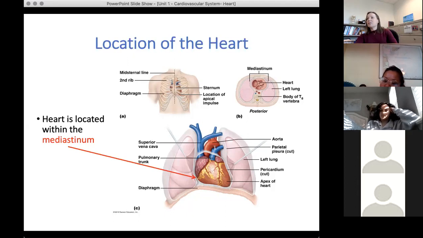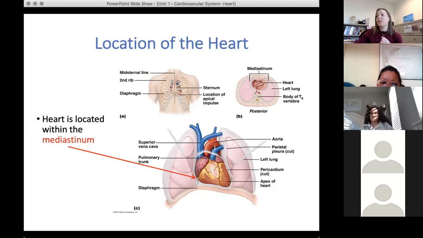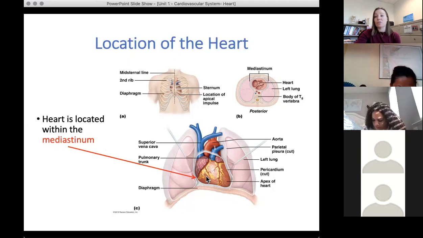It is located on the diaphragm, which is this muscle right here. It's located in between the lungs, and it's slightly to the left of the thoracic cavity. It's not right in the middle. It is located in a space called the mediastinum, which is spelled right here. The mediastinum is a small cavity located in the middle of the thoracic cavity.